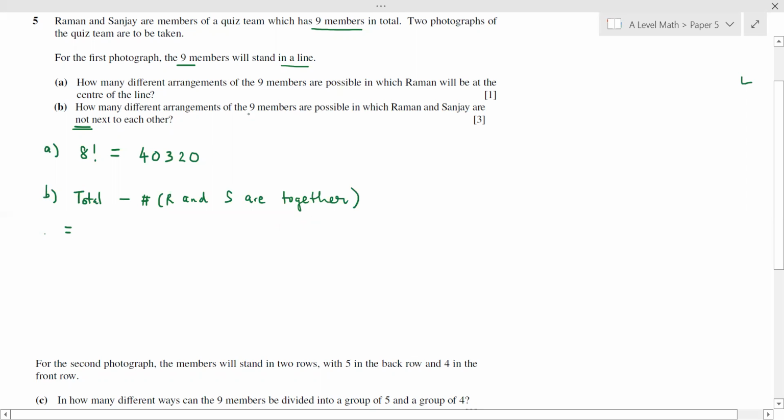The total number of arrangements of 9 members is given by 9 factorial. When we put Raman and Sanjay together, there are 2 of them, and we have 7 remaining members. In total, that will give us 8, so that would be 8 factorial when we hold them as 1. But since there are 2 of them, we have 2 factorial ways to arrange Raman and Sanjay as well. And this will give us 282,240.